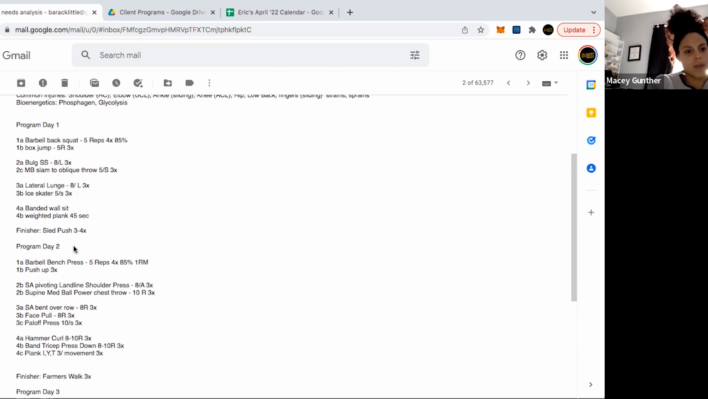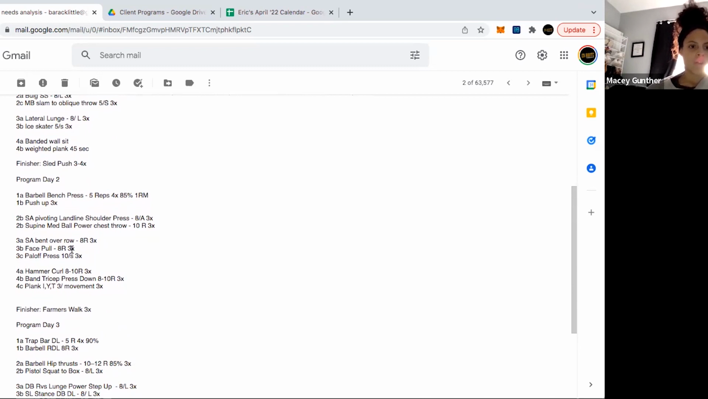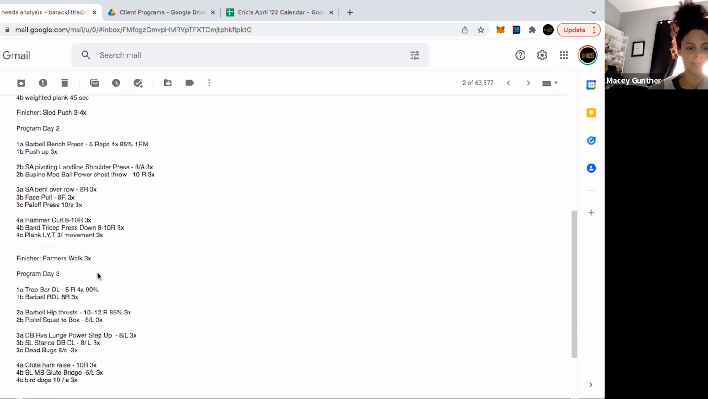And then for day 2, upper. So barbell bench, 5 reps for 85% of the 1 rep max, followed by push-ups to failure for 3 sets. And then single arm pivoting landmine press or shoulder press, 8 per arm for 3 sets, followed by med ball power chest throw lying face up, single arm bent over row, face pull, and then Pallof press. And then to finish, hammer curl, tricep press down, and plank with Ys, Ws and Ts. And then if time allows, farmer's walks for 3 sets to finish.